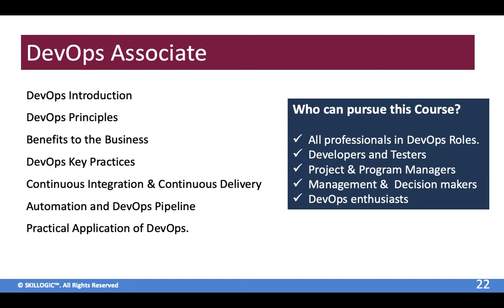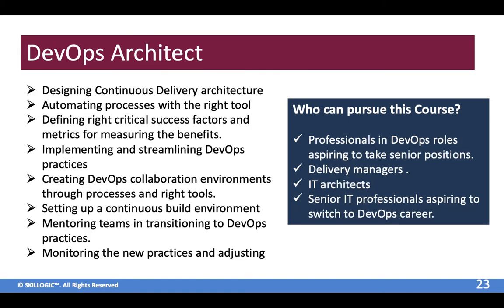This course also becomes a prerequisite for your second course, which is DevOps Architect. It's a more senior level course where it focuses on designing continuous delivery architecture, automating the process with the right tools, and defining the critical success factors. These are the measurements which are needed for transitioning. And how are you benefiting from the DevOps practices? Right measurement is key for successful DevOps implementation.